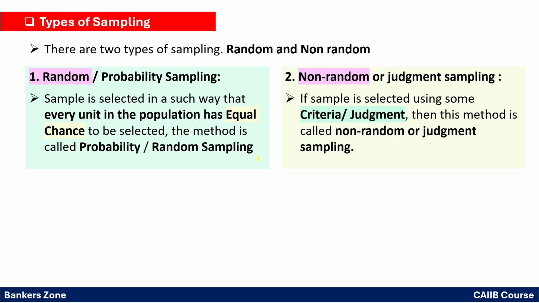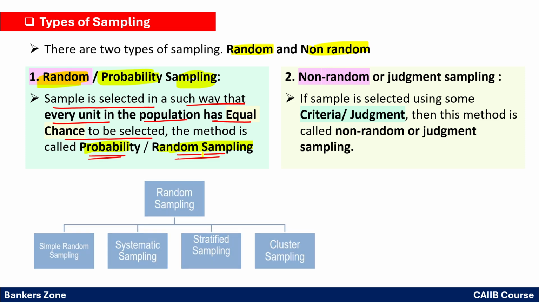There are 2 types of sampling. First is random and non-random, right? Random sampling is also called probability sampling. In random sampling, the sample is selected in such a way that every unit in the population has an equal chance of being selected. This method is called probability or random sampling, right? You are selecting the sample randomly, so obviously every item will have a chance of getting selected.